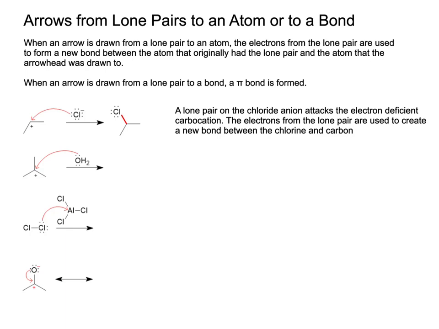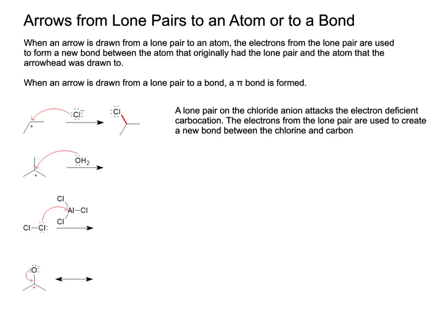When an arrow is drawn from a lone pair to an atom, the electrons from the lone pair are used to form a new bond between the atom that originally had the lone pair and the atom that the arrowhead was drawn to. When an arrow is drawn from a lone pair to a bond, a pi bond is formed. On the previous slide, you already saw this first example and the description of the first example.